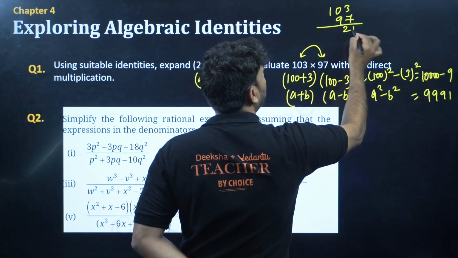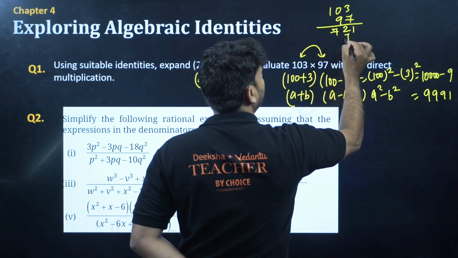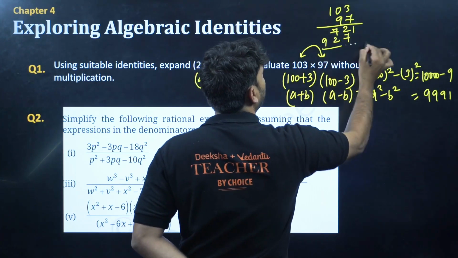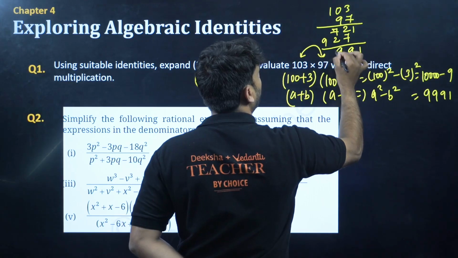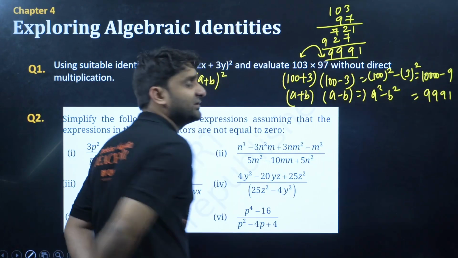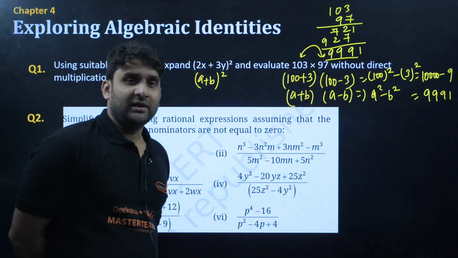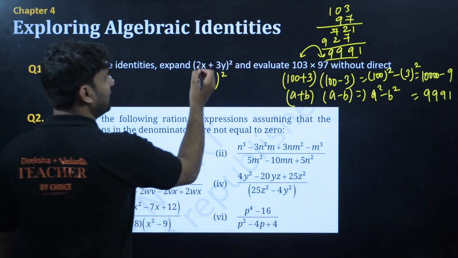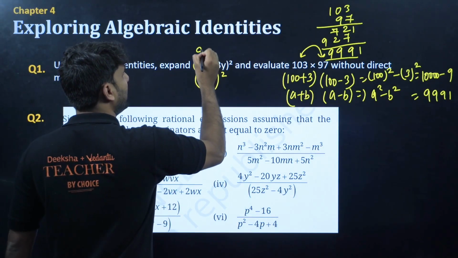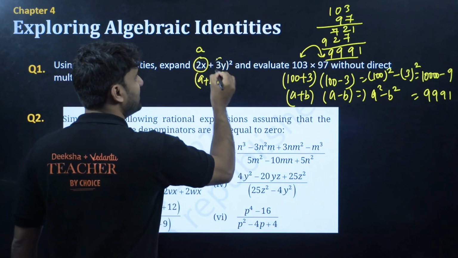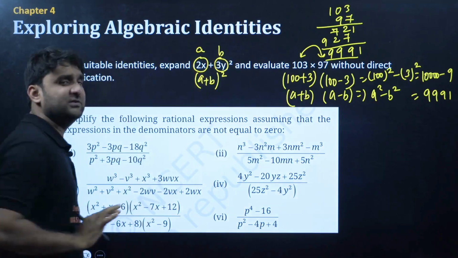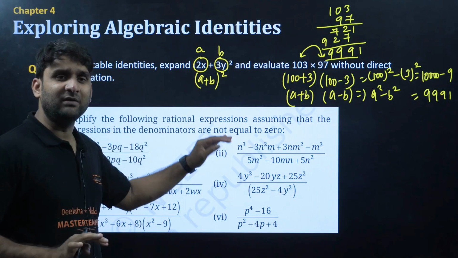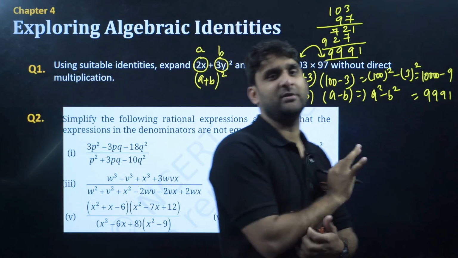7 threes are 21 comes, 7 ones are 7. 9 threes are 27, 2, and 9 ones are 9. 9 1, 9 2 7, and oh, 9 9 9 1. Look at the answer. Clear? And this is (a plus b) whole square. The only difference is that at the place of a, the entire 2x family is there, at the place of b, the entire 3y family is there. But the identity will remain the same, (a plus b) whole square.